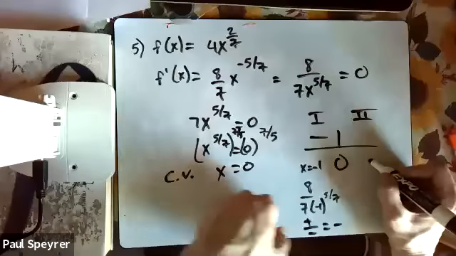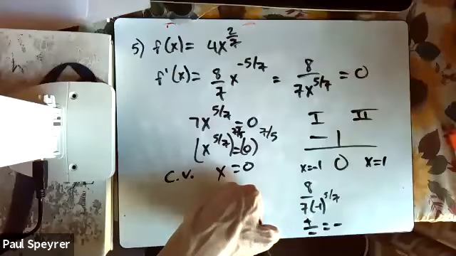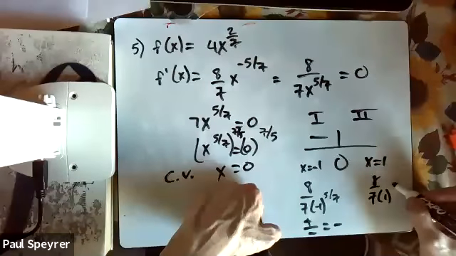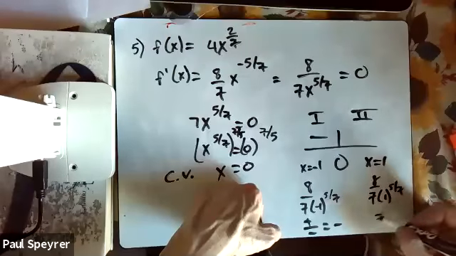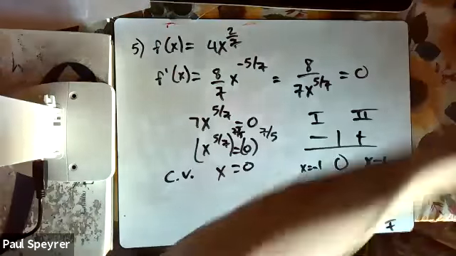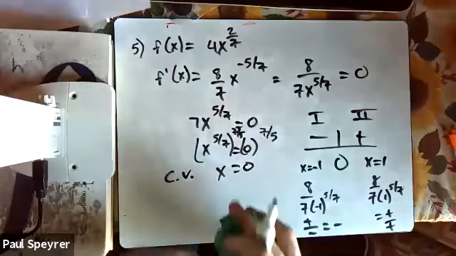What about x equals +1, something in region 2? Well, that's 8/7, 1 to the 5/7. That's just positive over positive, which is positive. So we have that now.